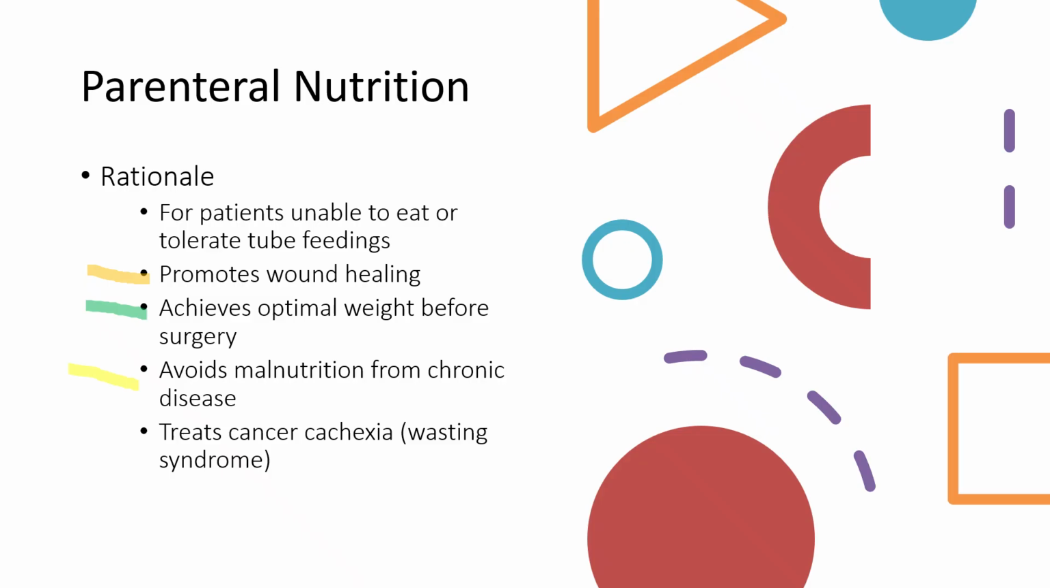And lastly, and probably one of the less common reasons why parenteral nutrition may be needed is to treat cancer cachexia, which is a wasting syndrome where cancer patients have severe unintentional weight loss due to the high metabolic demand and their decreased intake. So this can help support nutritional needs when eating becomes difficult for many reasons. It could be like severe nausea, there could be digestive issues, and so forth.